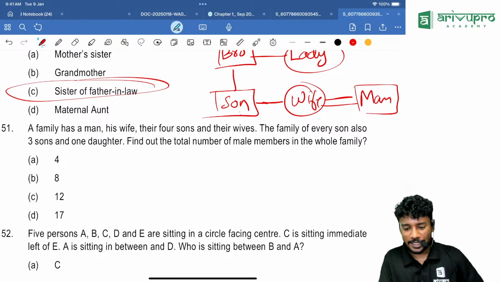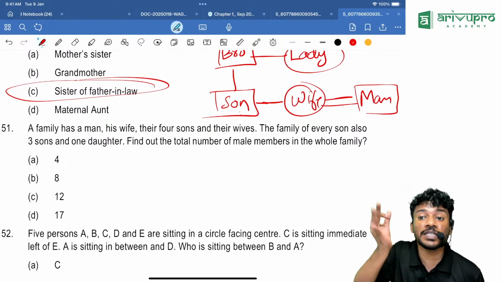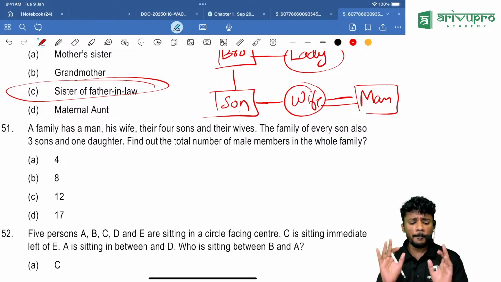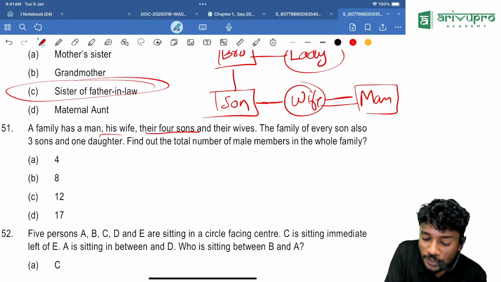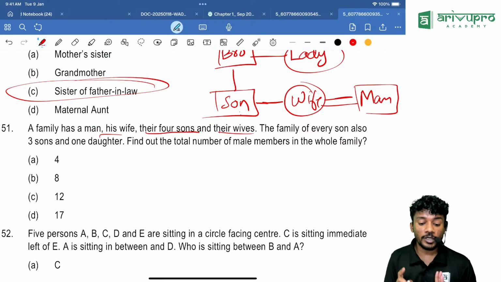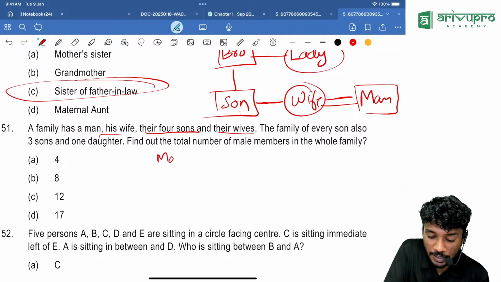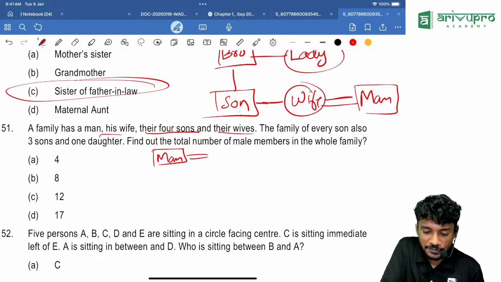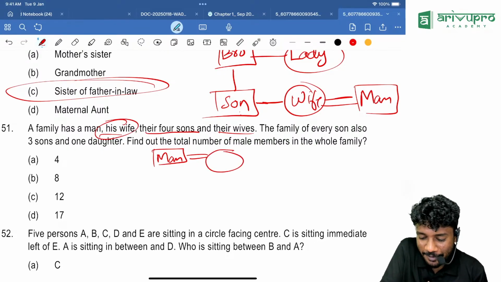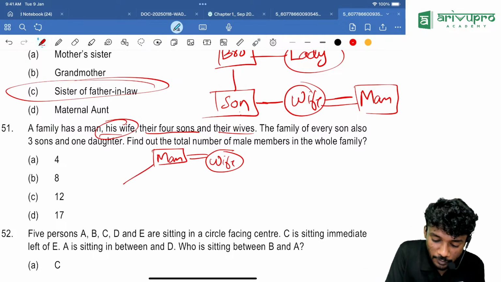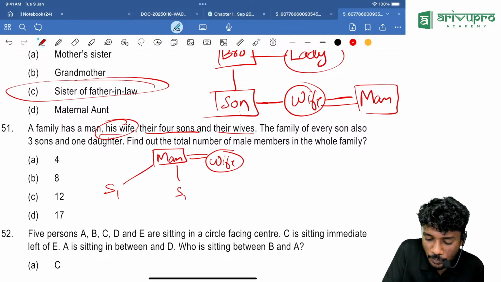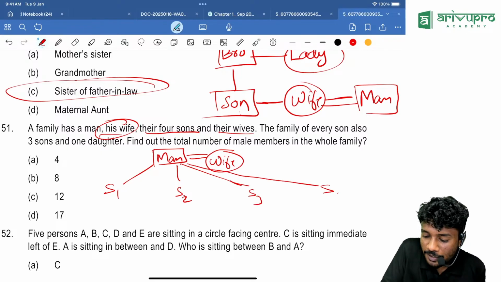Yes. Next one. It is a good question. It is a little confusing question. Look at this. A family has a man, his wife, their 4 sons and their wives. What are they telling? A man is there. Correct? A man is having a wife or wives. Only a wife. Wife is there. Then what is happening? There are 4 sons. That means son 1, son 2, son 3, and son 4 are there.